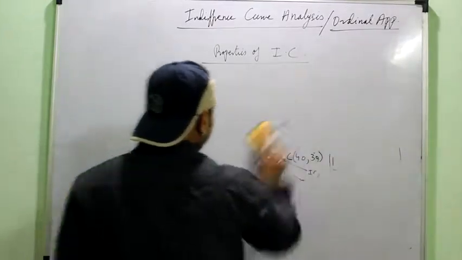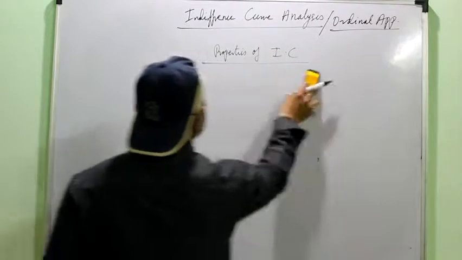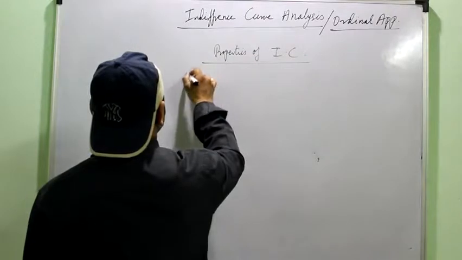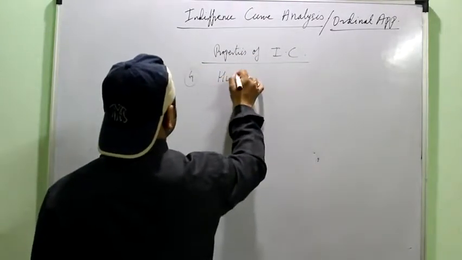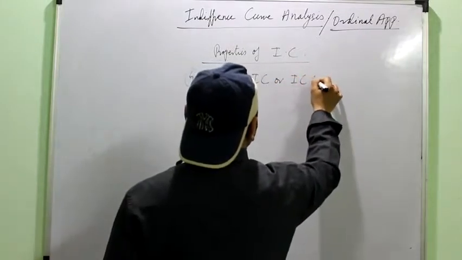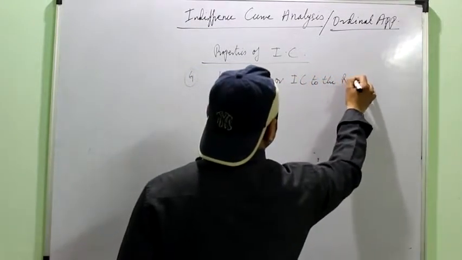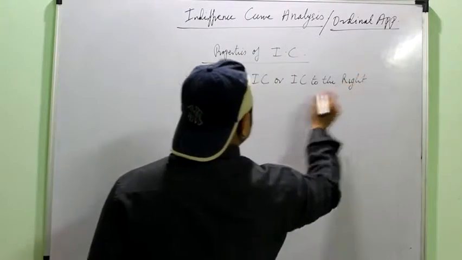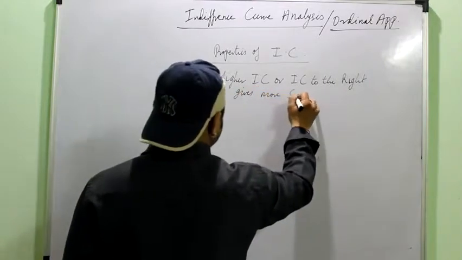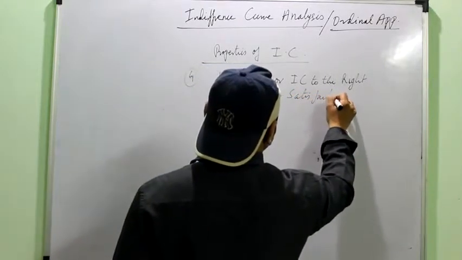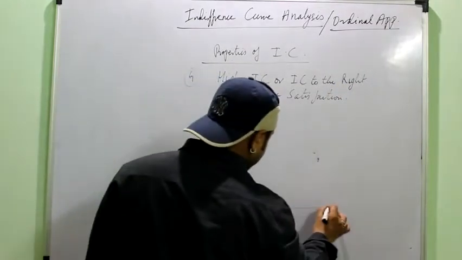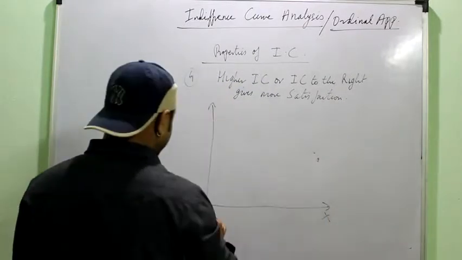Then the fourth property of indifference curve, again based on the monotonic preference. It says a higher IC, or an IC to the right, gives more satisfaction. Again, for this property, a diagram is mandatory. Without a diagram it cannot be explained.